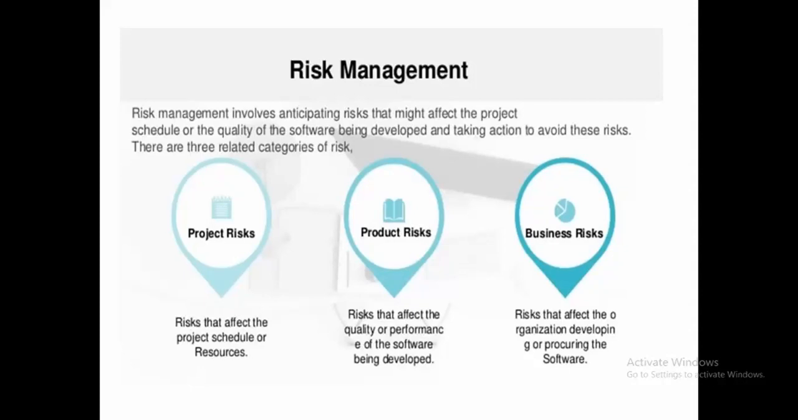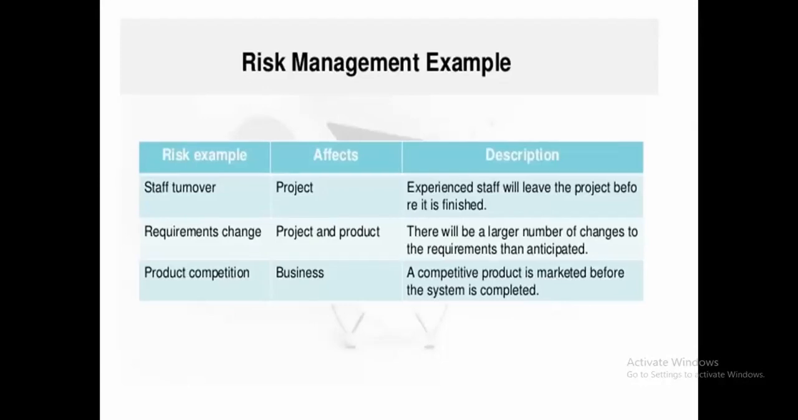Third, risk management example. Risk examples: staff turnover, requirement changes, and product competition. The first example is staff turnover, which affects the project. Description: experienced staff will leave the project before it is finished.